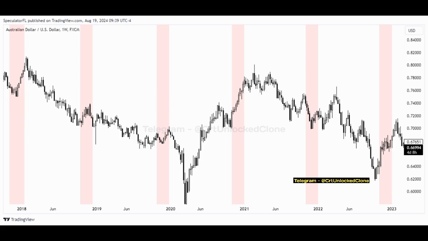So let's see. First one right here, you can see that price did go higher and made bullish price action during this particular time, which means that it followed the bullish seasonality and respected it. Second one, again you can see that during this time price followed the bullish seasonality and formed higher prices, right?